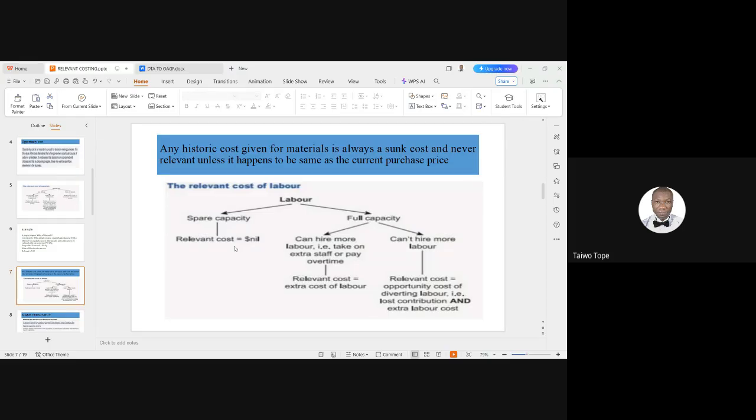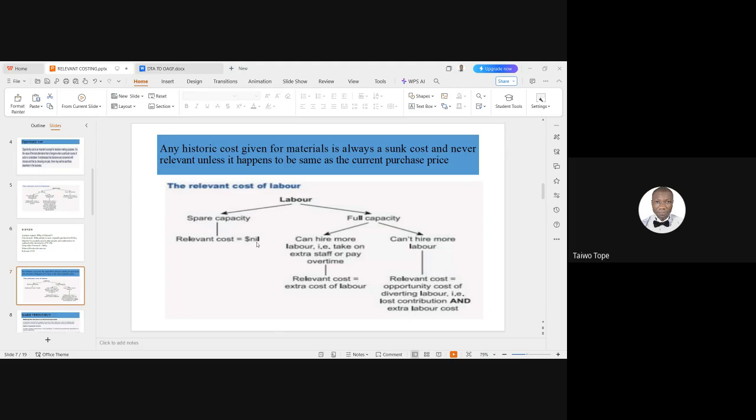is a past cost. You've already agreed on a term over time. But based on a current decision, on a current market opportunity, you need more hands to help meet up with the demand. So the extra cost of hiring more staff is a relevant cost. Now let's take note of this.